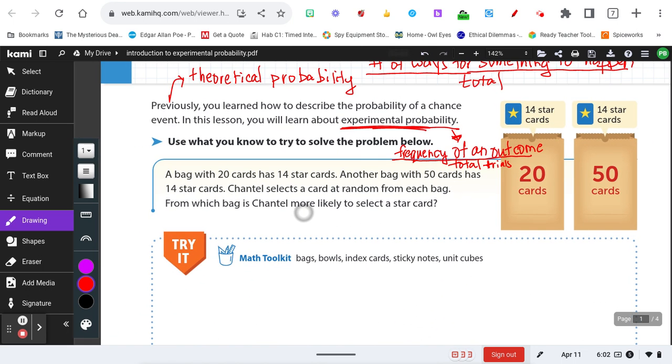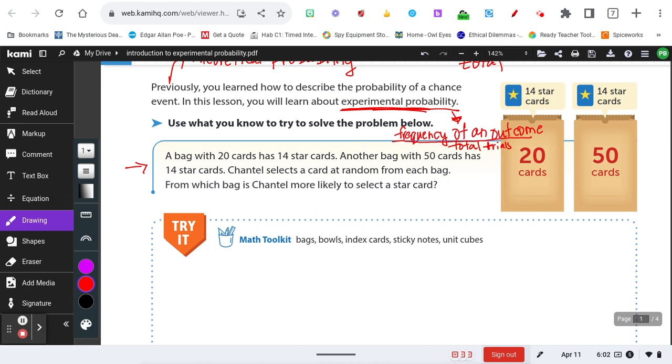All right, so let's take a look at this example. A bag with 20 cards has 14 star cards. Another bag with 50 cards has 14 star cards. Chantel selects a card at random from each bag. From which bag is Chantel more likely to select a star card?